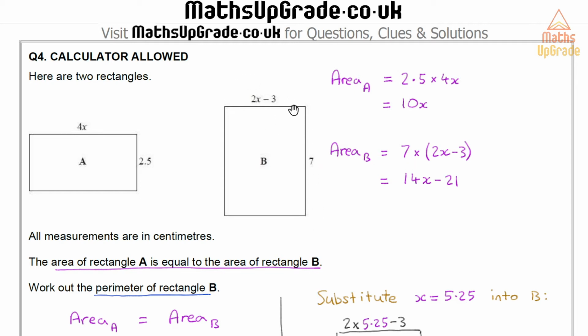Just bear in mind, this 7 is multiplied by the whole of this, so I'm putting it in brackets here. Otherwise, you're not multiplying by the whole of this width. So 7 times 2x minus 3. If you expand the brackets, you get 14x minus 21. So that's the area of A, that's the area of B.